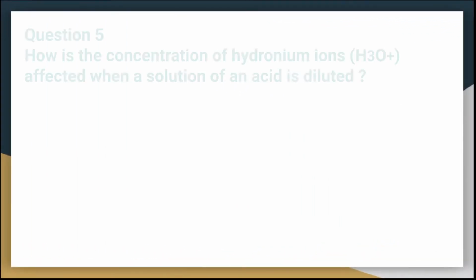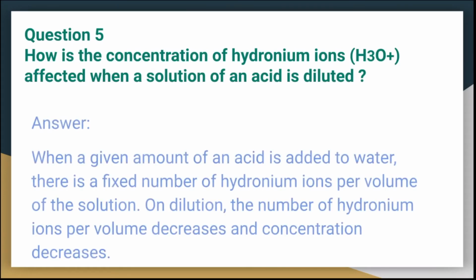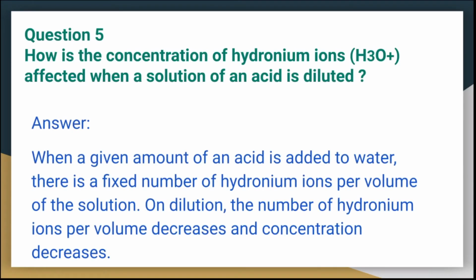Next question. How is the concentration of hydronium ions, H3O positive, affected when a solution of an acid is diluted? When a given amount of an acid is added to water, there is a fixed number of hydronium ions per volume of solution. On dilution, the number of hydronium ions per volume decreases and concentration decreases.